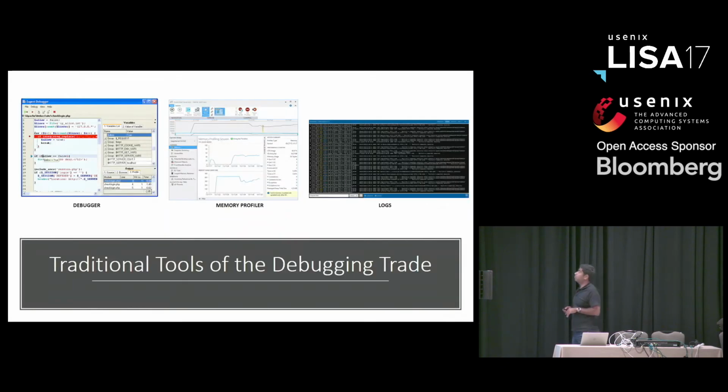What are our traditional tools? Debugger is what we have already known. Memory profilers and physical logs. These are our traditional tools, and not completely obsolete, but again, like I said, they don't work in a scaled out environment. There's a fourth tool that is missing here, and if you are an SRE worth your salt, you would know the fourth category. Can somebody think about it?